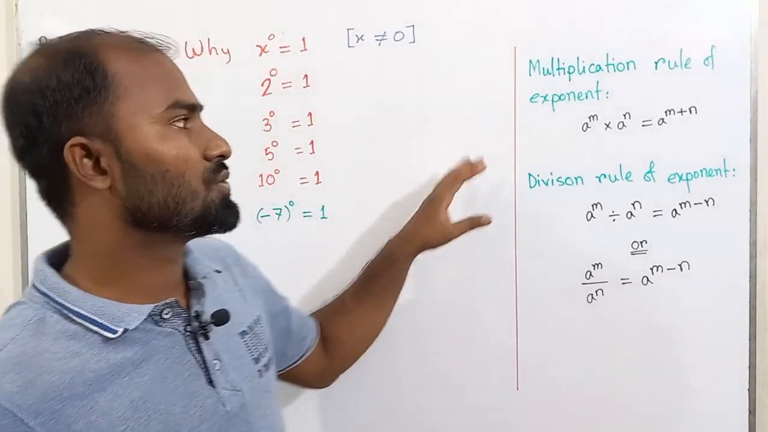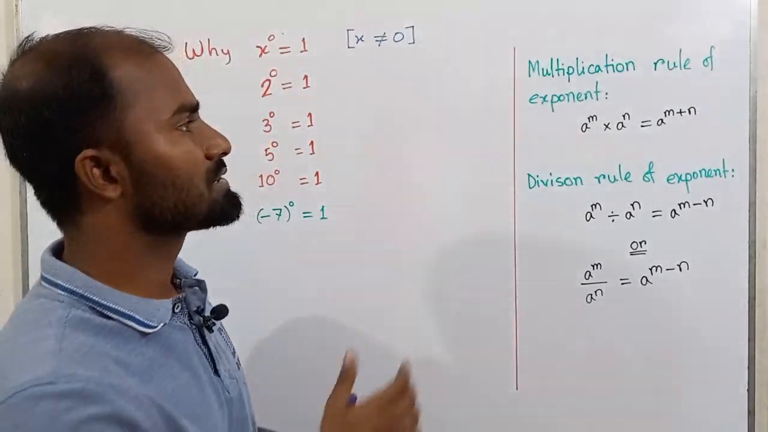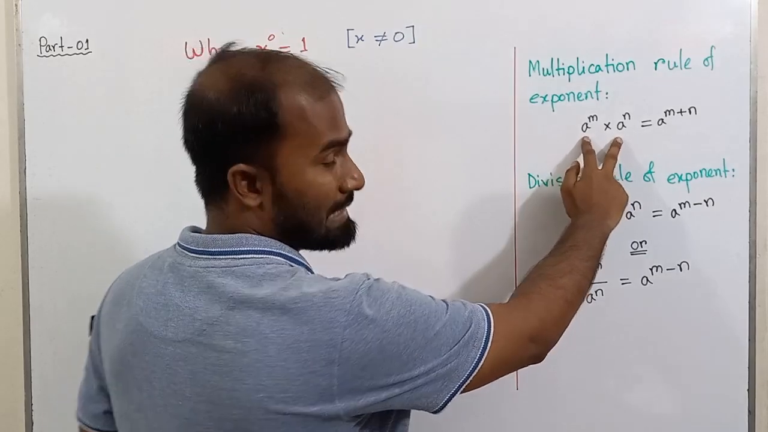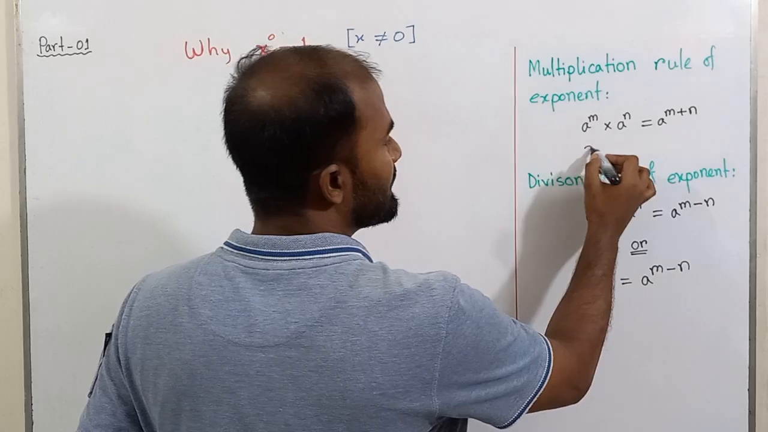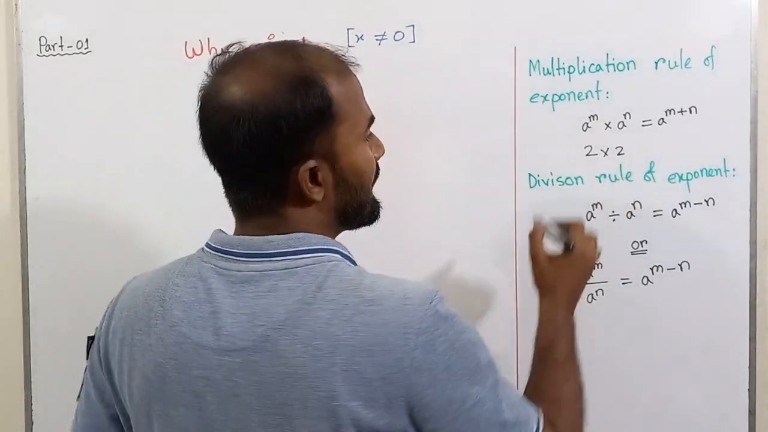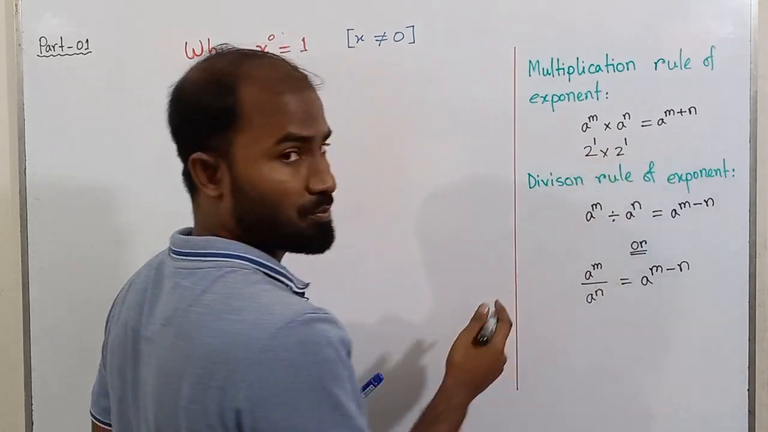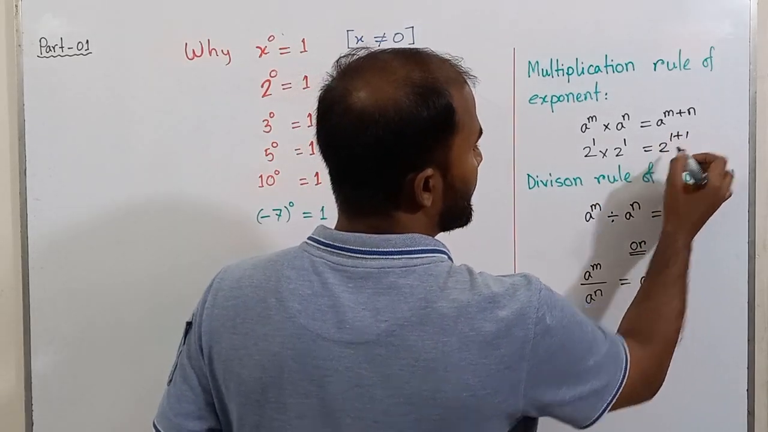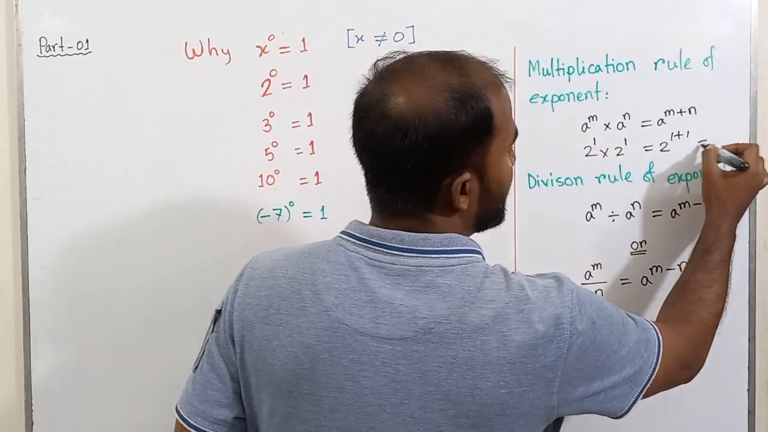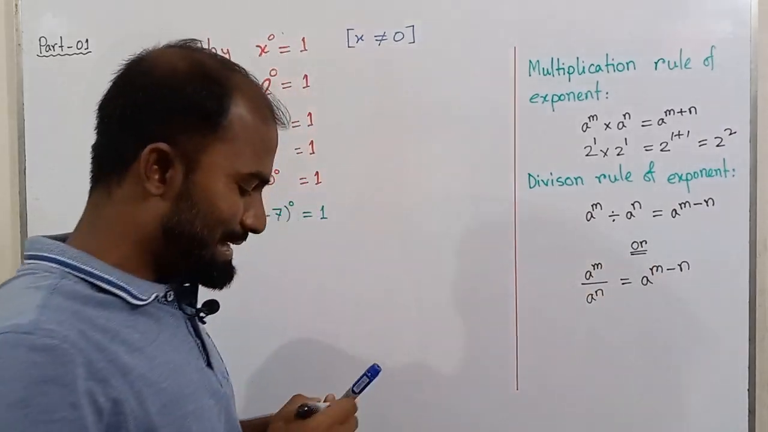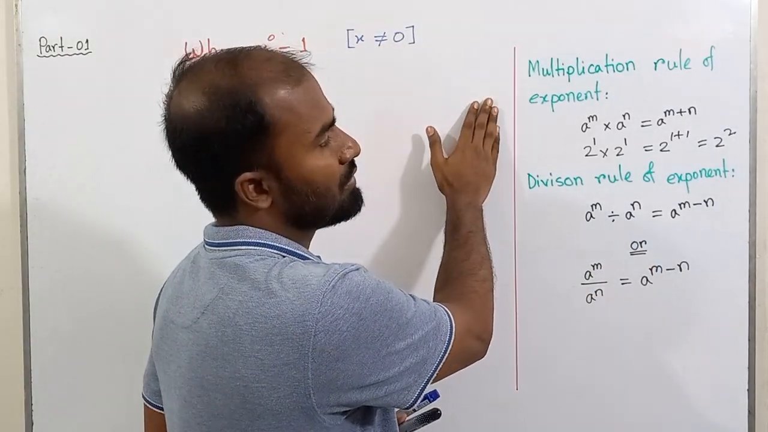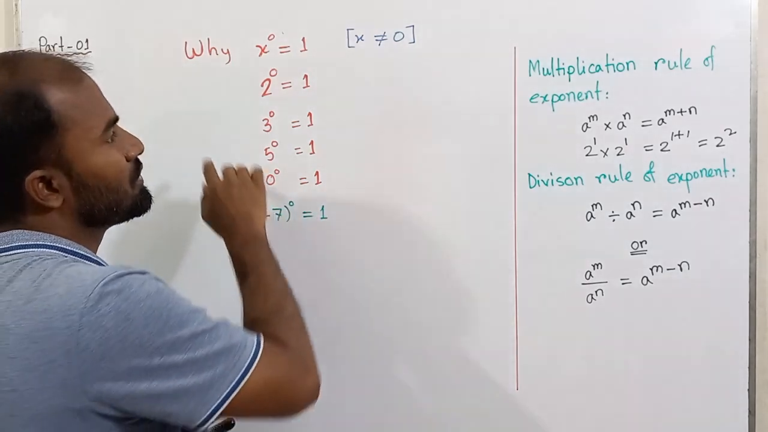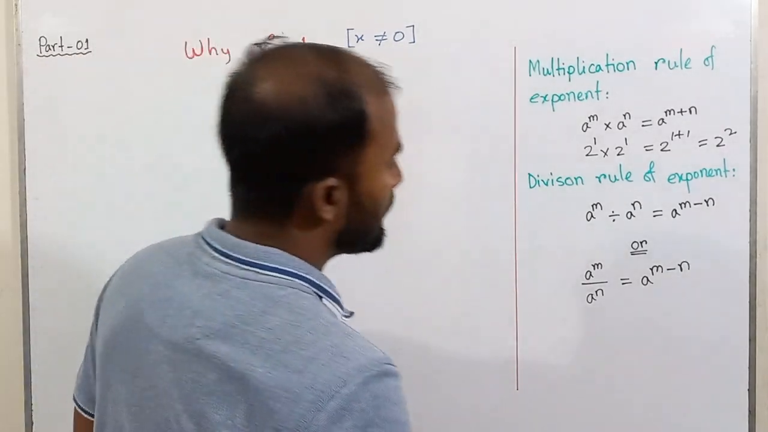So first we need to know these two rules, and the first one is the multiplication rule of exponent. We can see the formula here, and the base is common, so we can take any common base here. 2 is a common base, and 1 is the exponent of this base, and after that we get 2 to the power 1 plus 1. According to this formula, we'll get 2 to the power 2. So this is the explanation of the multiplication rule of exponent, but this one is related to the main part that we are going to discuss.